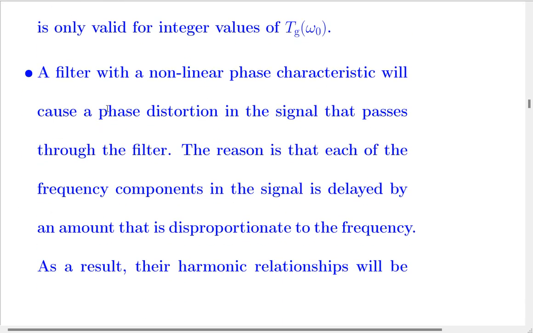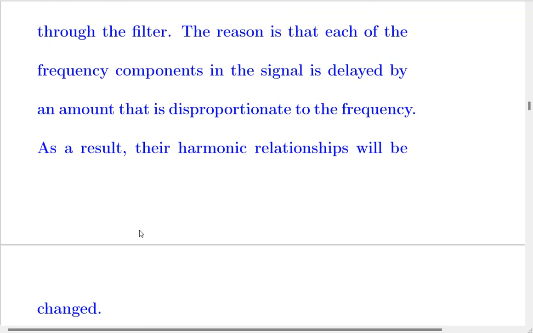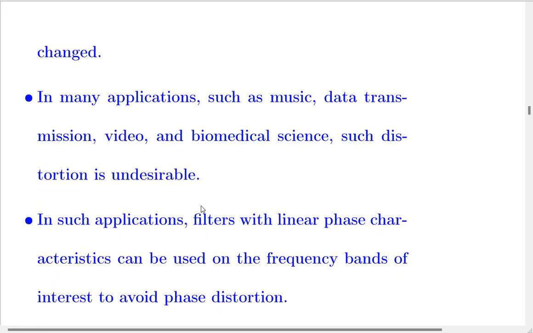Okay. A filter with a nonlinear phase characteristic will cause a phase distortion in the signal that passes through the filter. The reason is that each of the frequency components in the signal is delayed by an amount that is disproportionate to the frequency. As a result, their harmonic relations will be changed. In many applications, such as music, data transmission, video, and biomedical science, such distortion is undesirable.